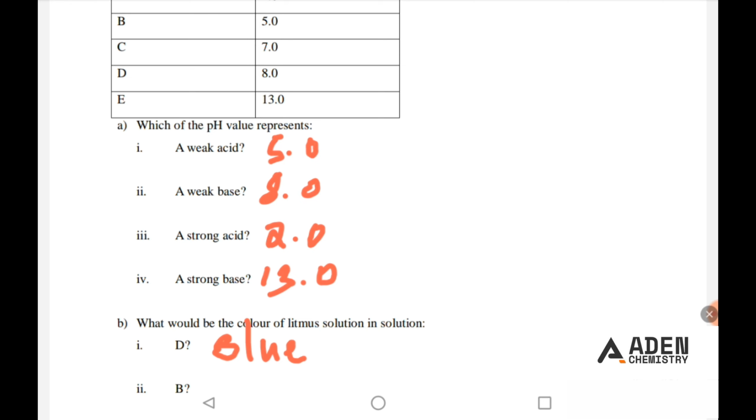So what about Roman 2? Here we have B, and when we check, B is 5.0. And 5.0 is for acids, because we said the pH values for acids range from 0 to below 7. So what will be the effect of litmus solution on an acid? It will be red. The color will be red. So we're done with example 1. We proceed to example 2.